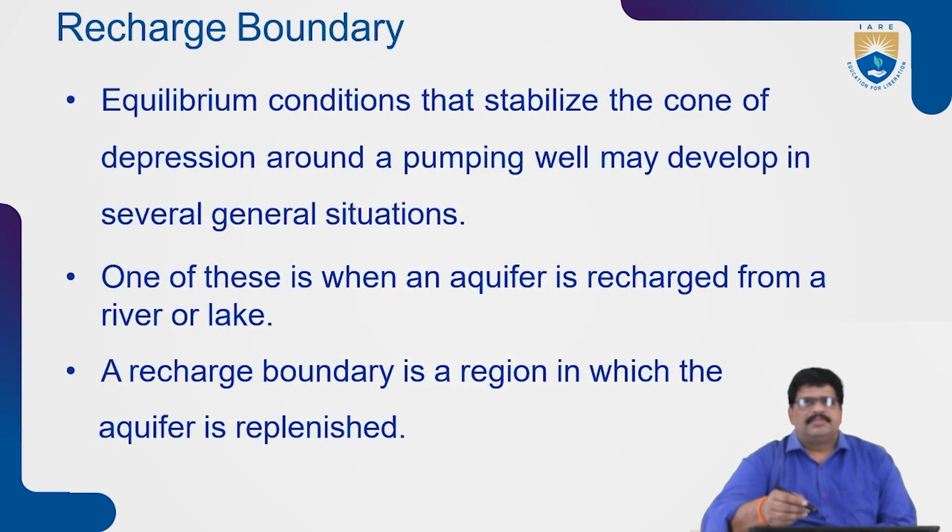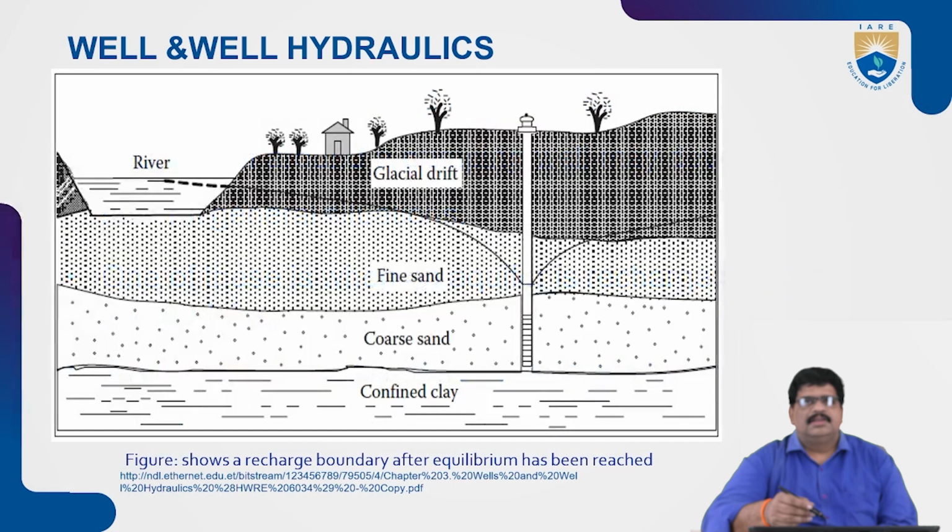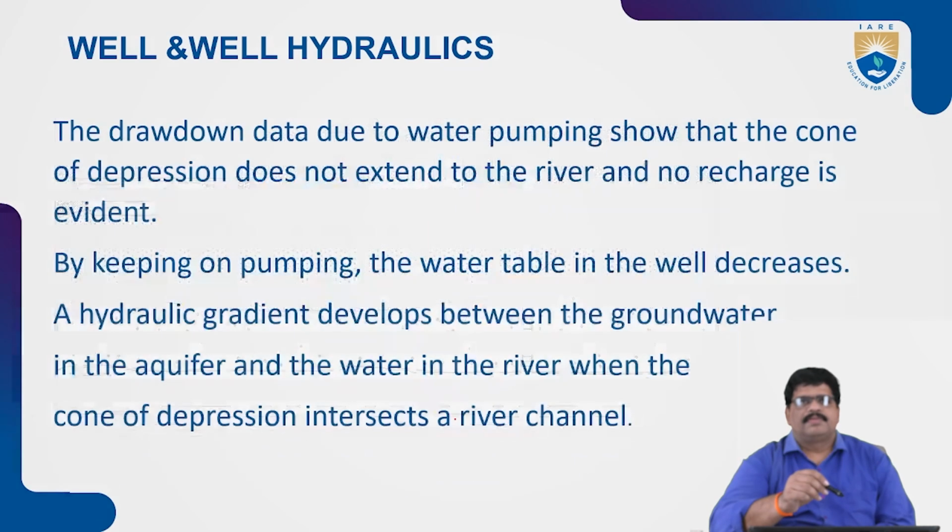The diagram is there: glacial drift, fine sand, coarse sand, confined by clay. These are some of the layers in the recharge boundaries. There is the drawdown from pumping, the cone of depression of the levels, and recharging. By keeping up the pumping, the water table can decrease. By the hydraulic gradient between the groundwater, the aquifer water is also depressed toward the river channels.